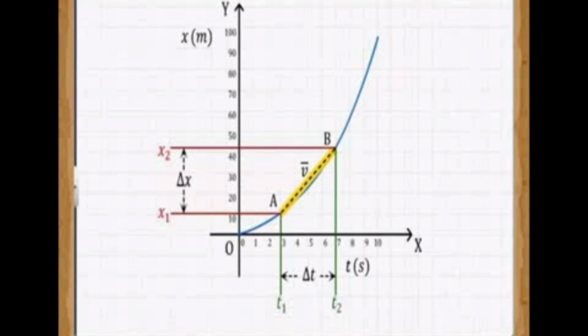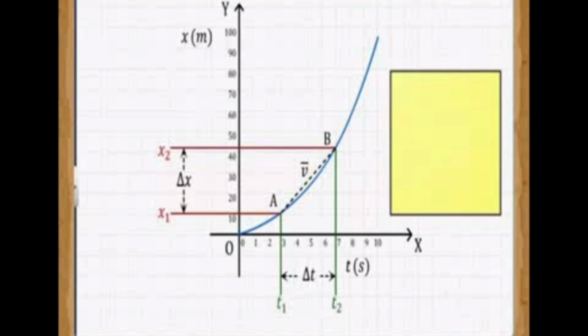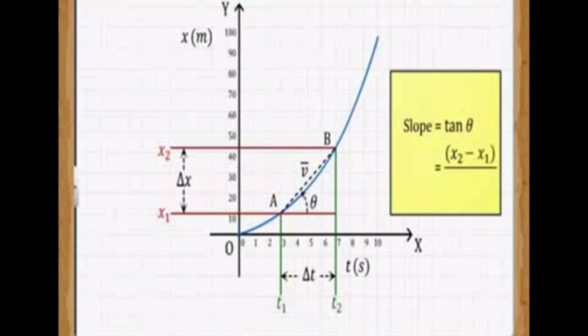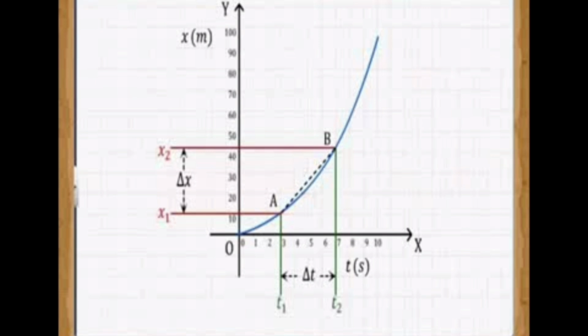So that AB line indicates the average velocity. The slope you can calculate as tan theta. Tan theta equals opposite side by adjacent side, that is x2 minus x1 divided by t2 minus t1. So this is delta x by delta t, that is change in distance by change in time period. See how that line is going. It's not a straight line, it's a curved path. That's why we are taking the average line, the straight line. Approximately we can draw that line.